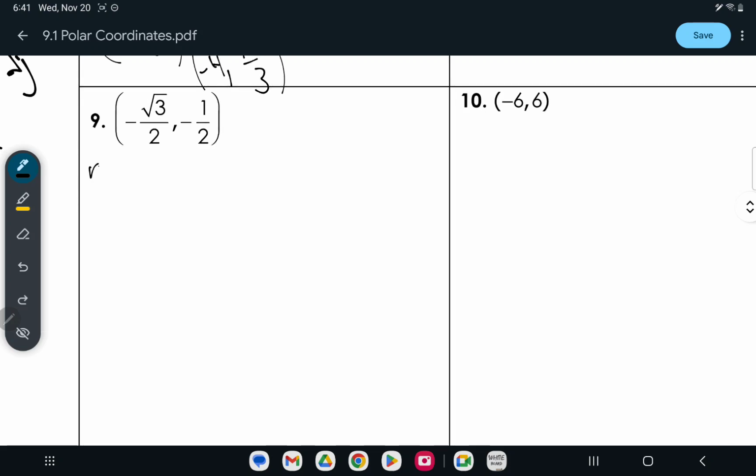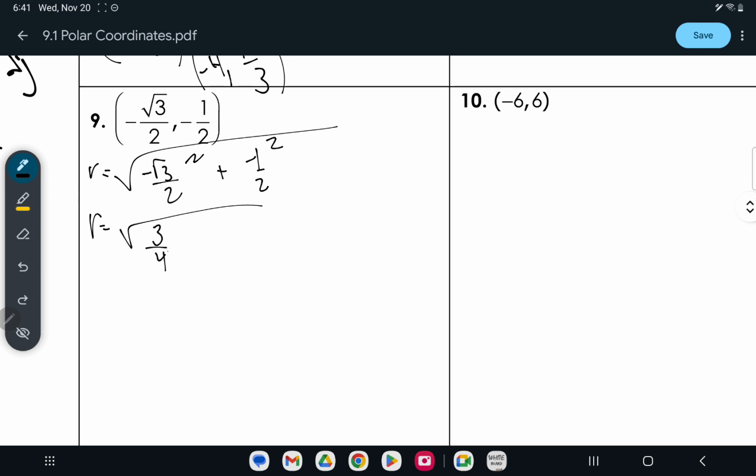So let's see, r is the square root of negative root 3 over 2 squared plus negative 1/2 squared. So that's going to give me 3 over 4, and that's going to give me 1/4. Ooh, so that gives me nice, 4 over 4, which is just 1. The square root of 1 is 1.